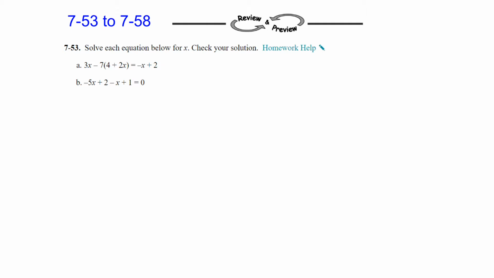Question 53, solve each equation below for x. Check your solutions. So we'll go ahead and start with part A here. We have 3x minus 7 times a quantity, so we will distribute the negative 7. So we will get negative 28 minus 14x is equal to negative x plus 2.